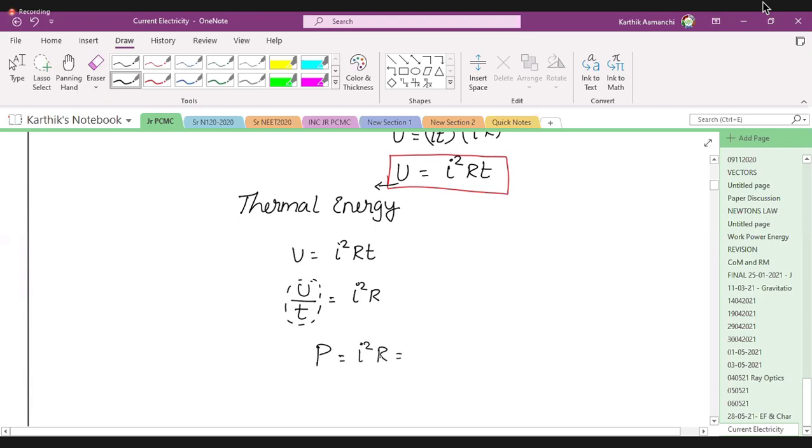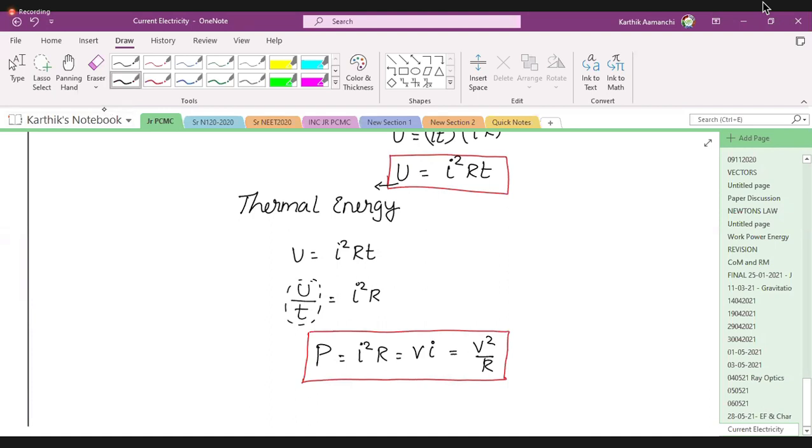If you put R is equal to V by I, it will become VI. Or if you put I is equal to V by R, V square by R. So the power of a resistor is I square R or VI or V square by R. Clear? Once again, the energy produced in this resistor is in the form of thermal energy.